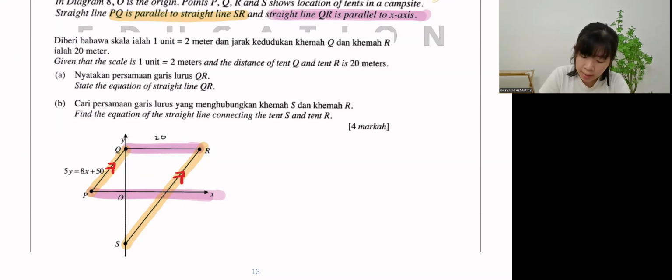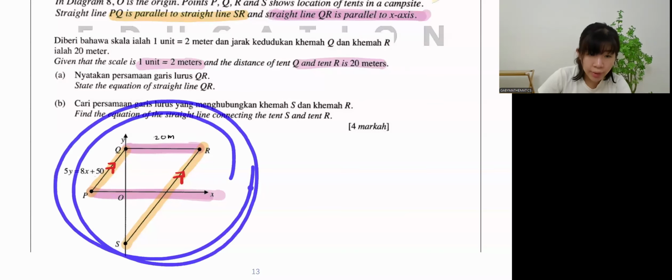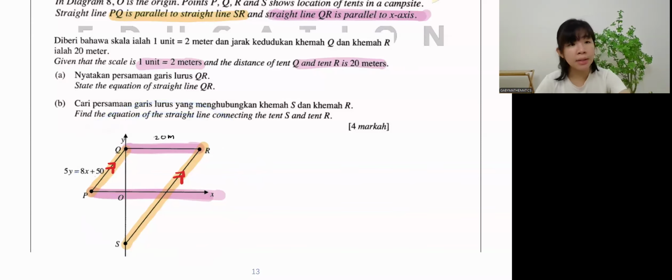Okay, given the scale is 1 unit equals 2 meters. The distance between Q and R is 20 meters. You see here 20 is in meters. But everything in the graph, we use units. So 20 meters is equal to how many units, guys? If they say 1 unit is 2 meters, so when it is 20 meters, it means 10 units. So QR, this length is 10 units. 20 meters is the actual length, but when you draw the graph, we always use units.